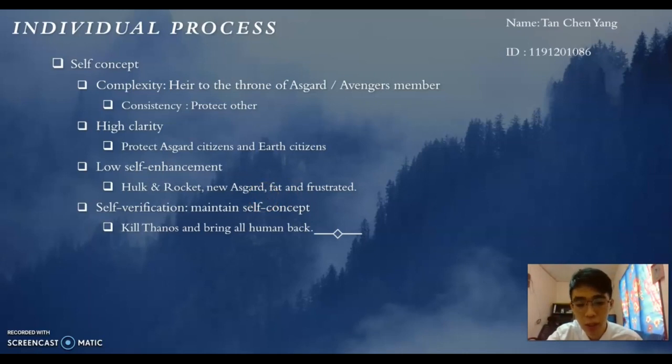And also for self-verification here, Thor is able to maintain his self-concept, which is to kill Thanos and bring all the humans back.